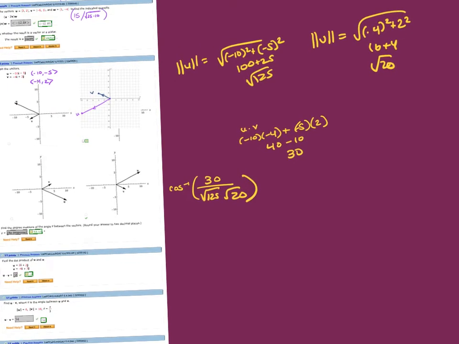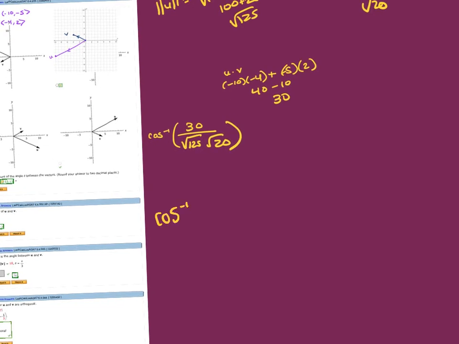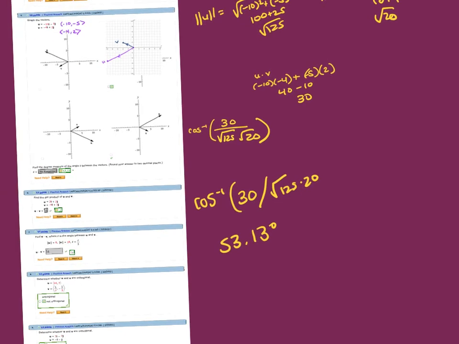So when you type that in the calculator, I could do cosine inverse. It's going to open the parentheses, 30 divided by, start my square root and keep both the 125 and the 20 underneath it. 30 divided by square root 125 times 20, and you get 53.13 degrees.